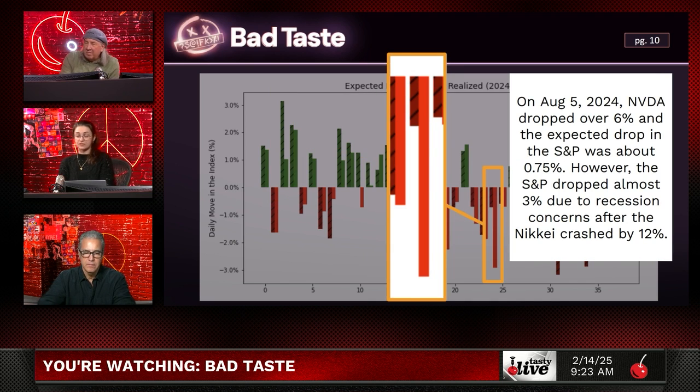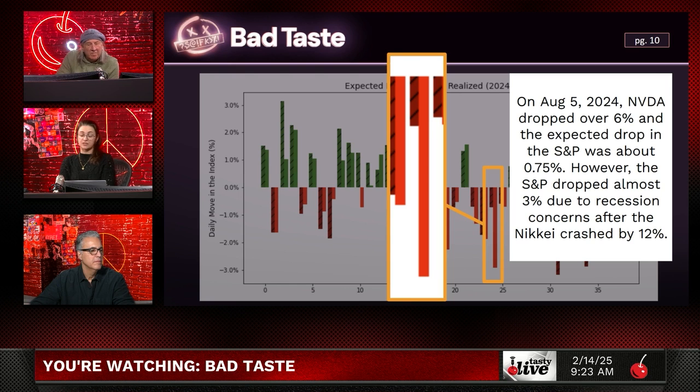On August 5th, NVIDIA dropped over 6%, and the expected move in the S&P was 0.75%. However, the S&P dropped almost 3% because that was also coupled with concerns around the Nikkei crashing over 12%. So we can see there are a lot of instances where these external factors move the markets in ways that deviate from the expected moves.